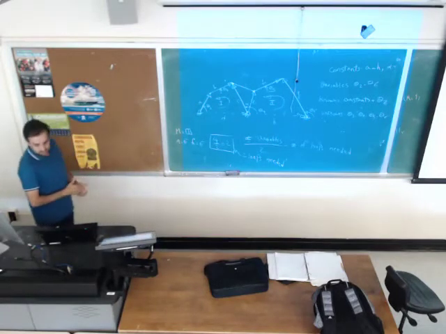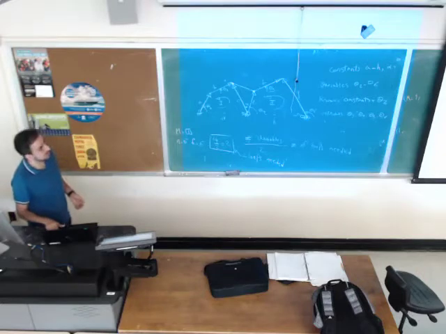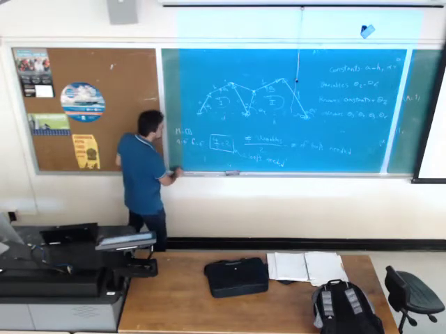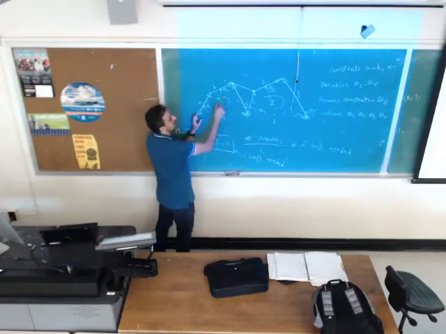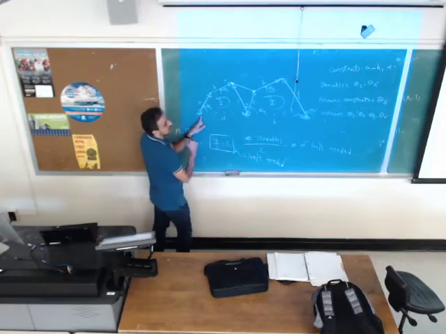Yes, what's alpha? Alpha is the angle between C and E, these two vectors. It's fixed, it's constant, it's not changing, so it's given as a constant.